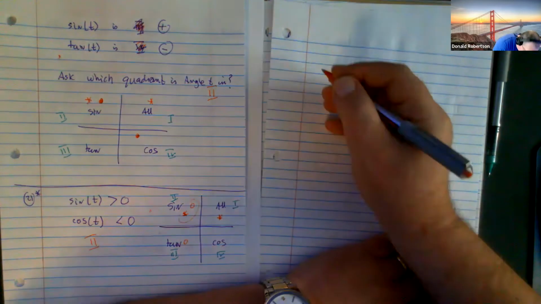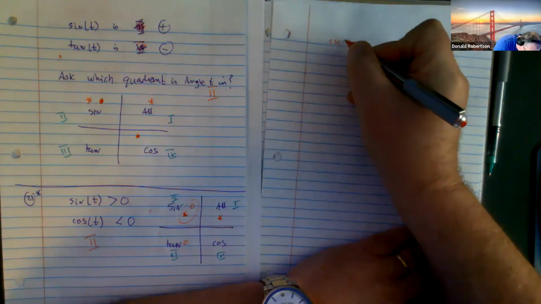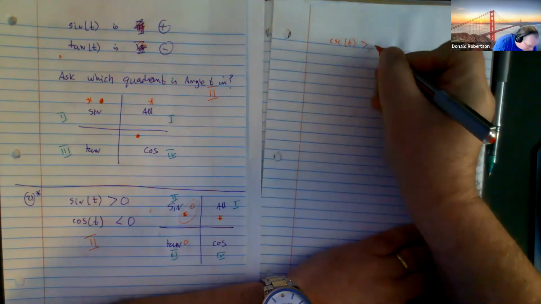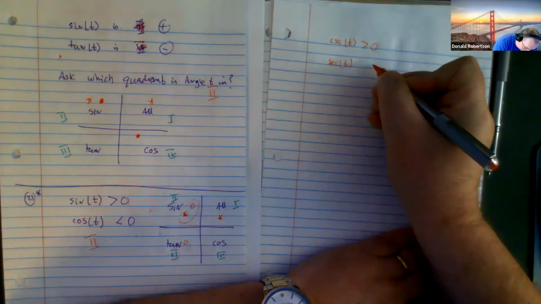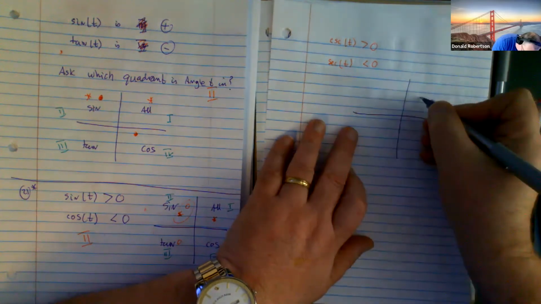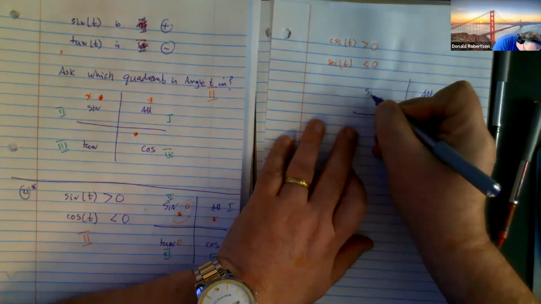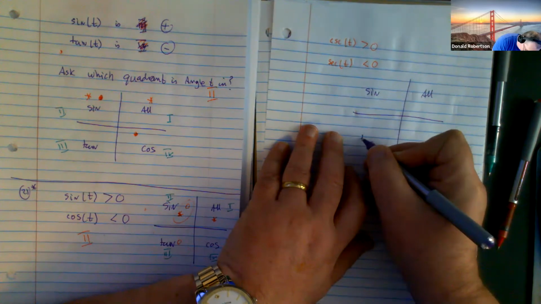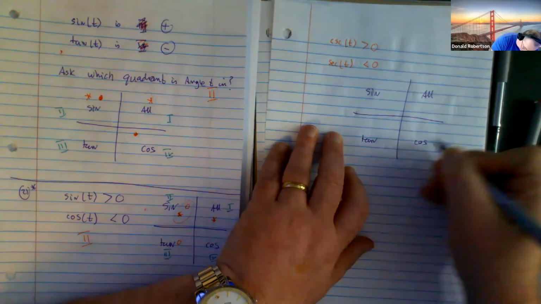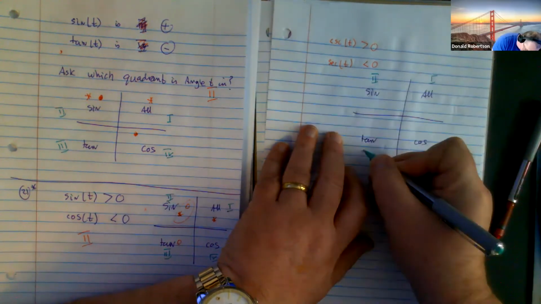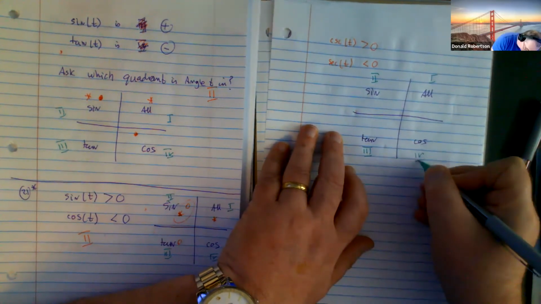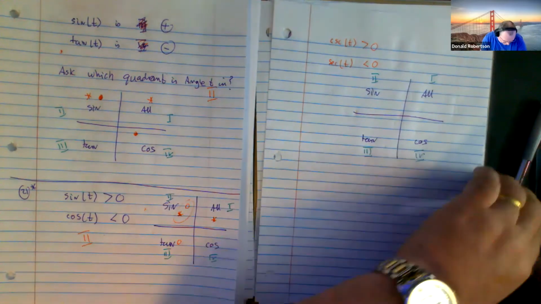Let's do one more just for fun. The cosecant of t is greater than 0, and the secant of t is less than 0. So we have 2 pieces of information, as we always do in these questions. And we have to figure out which quadrant the angle is in. I think they phrase it as which quadrant is the terminal point in. It's the same thing.